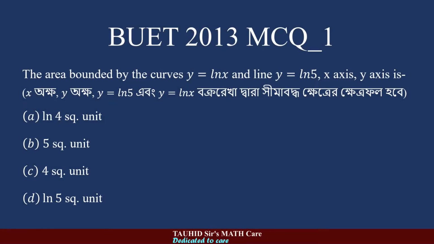The area bounded by the curve y equal to ln x and lines y equal to ln 5, x-axis and y-axis is, there are 4 options given here: ln 4 unit square, 5 unit square, 4 unit square and ln 5 unit square.